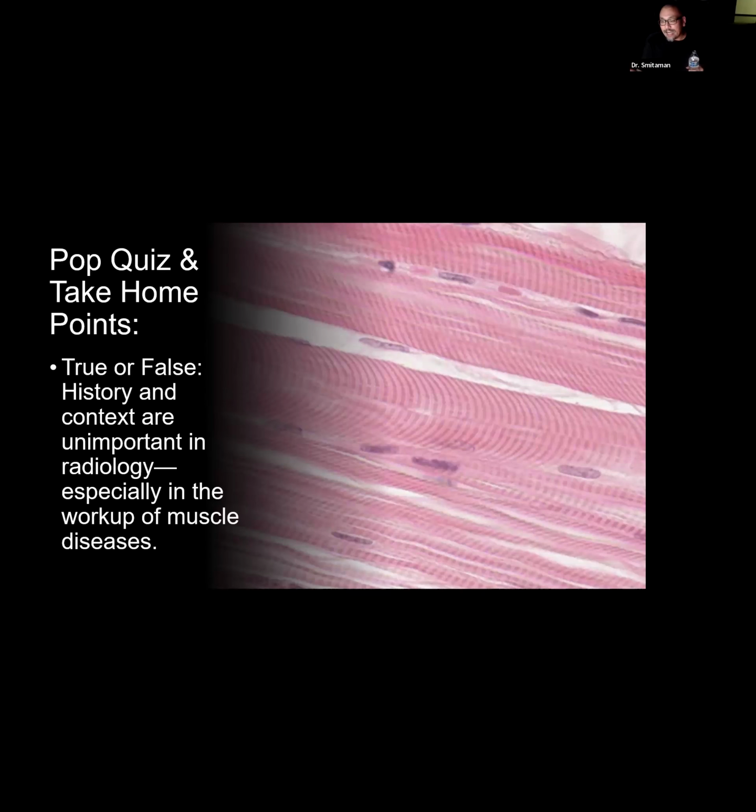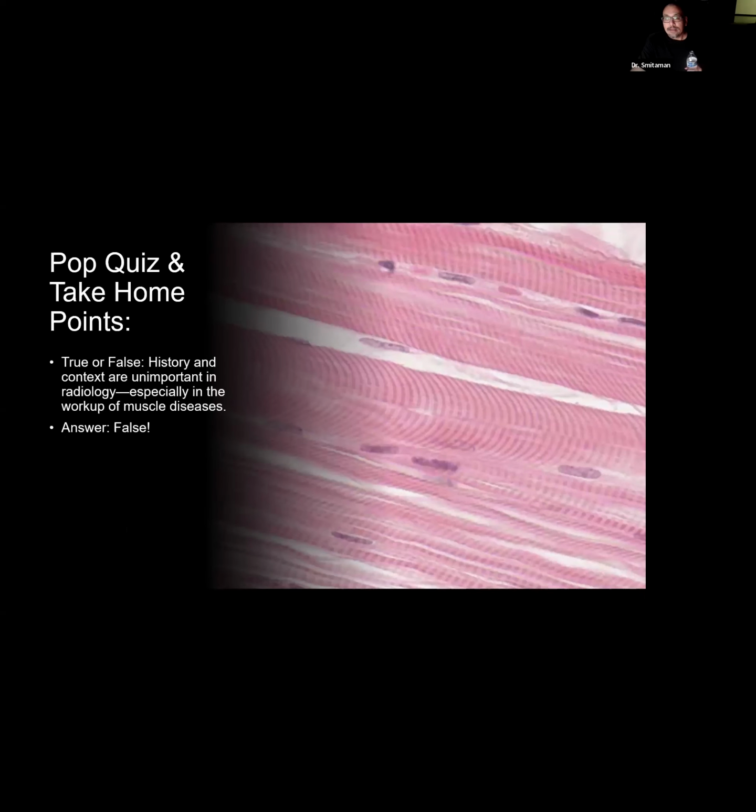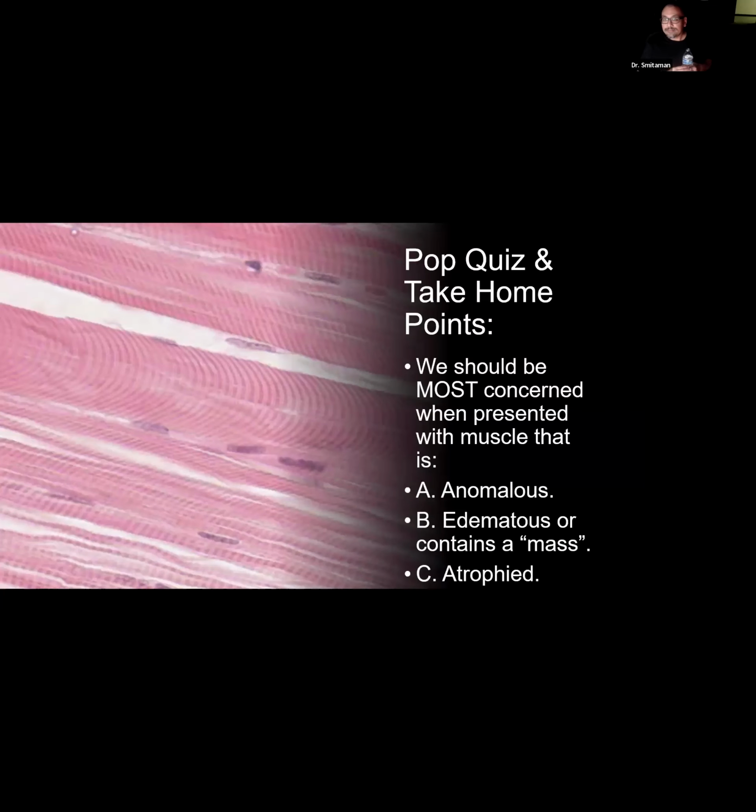Obviously, false, and kind of ties back to the previous slide. Okay. And last question. We should be most concerned when presented with muscle that is A, anomalous, B, edematous or contains a mass, or C, atrophied. And I'll pause for a moment.